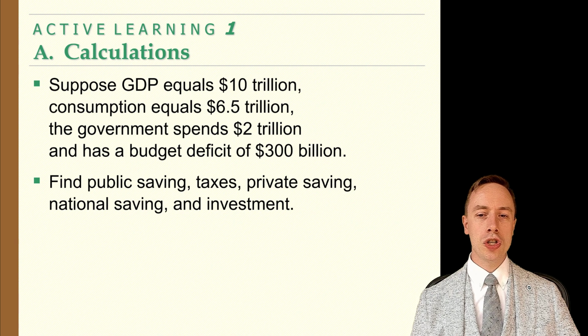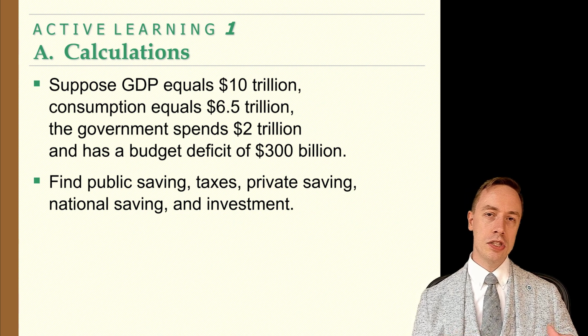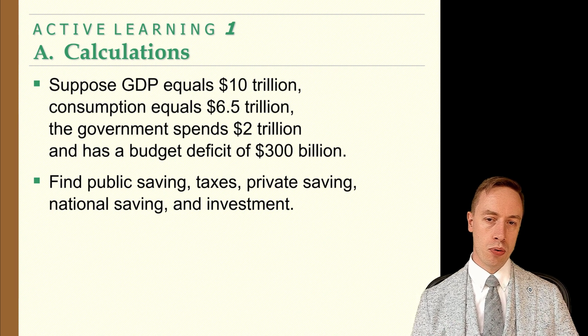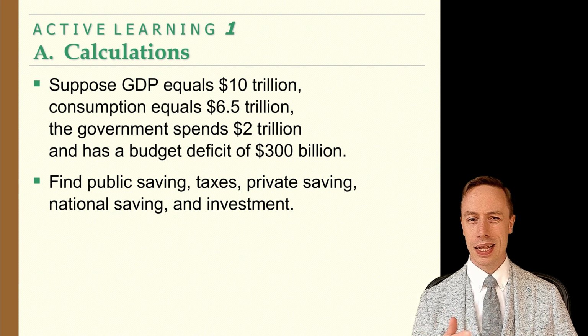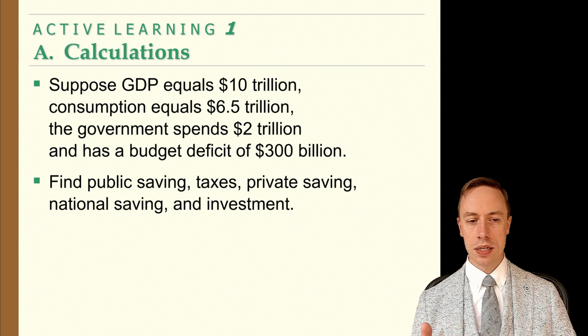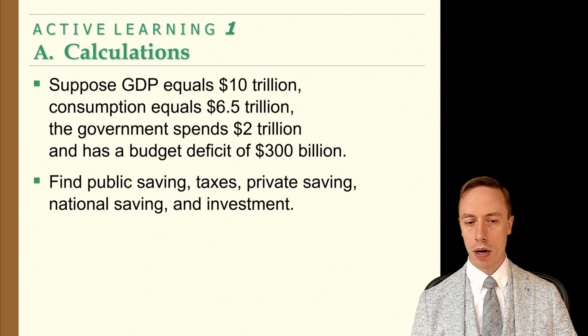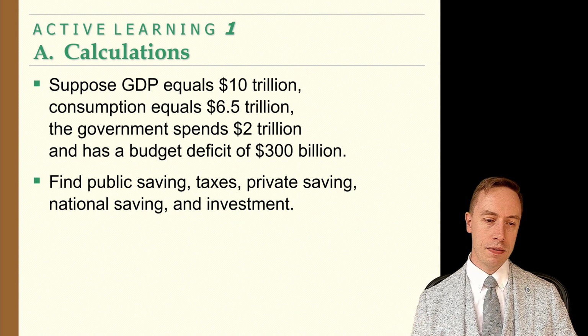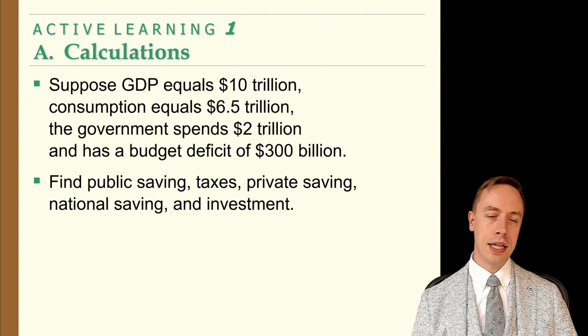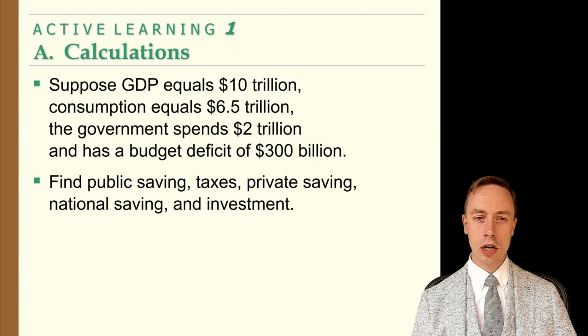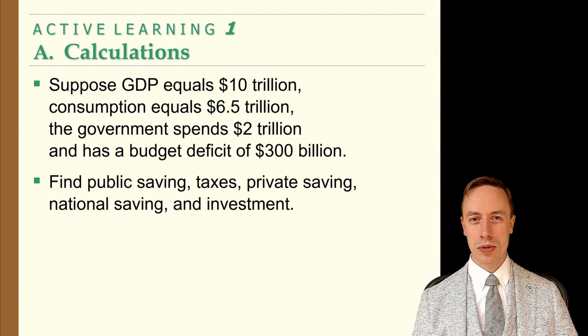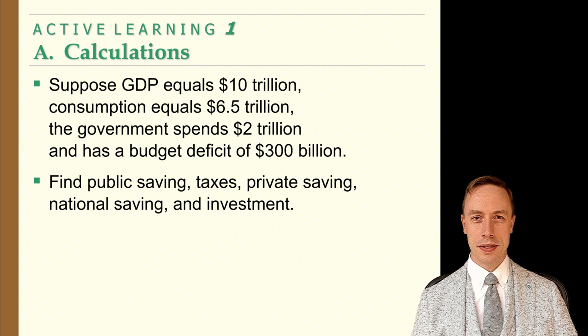Now, because all of this comes out of the equations we've learned, there's actually many different ways in which you could solve this problem, because all these numbers only fit together correctly in one way. It's like a crossword puzzle. But one way that I think is easiest is to follow the order I just mentioned. First work out public saving, then taxes, then private saving, then national saving, then investment spending. Go ahead and pause the video now if you would like to give this a shot before I go through the answers.